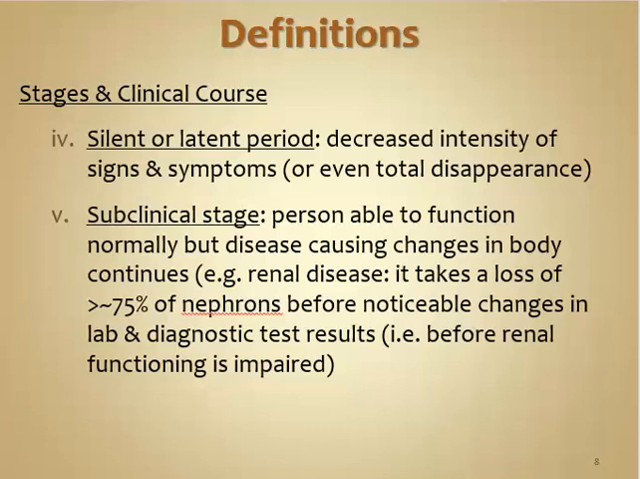We can have a second latent period, a decrease of intensity of signs and symptoms, even a total disappearance, but the disease isn't necessarily gone, it's in remission. Subclinical is when the person might not even be aware. There might be no signs and symptoms. So really, diagnostic testing is the important thing.